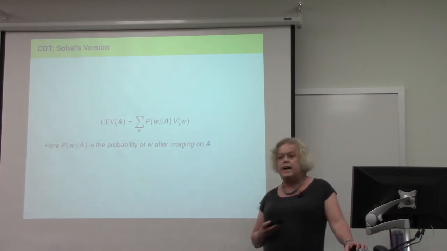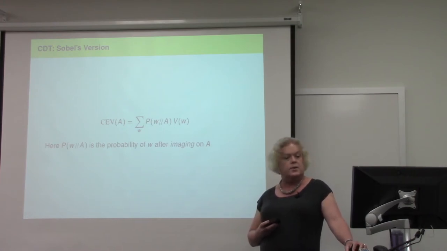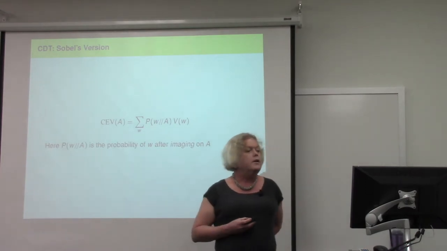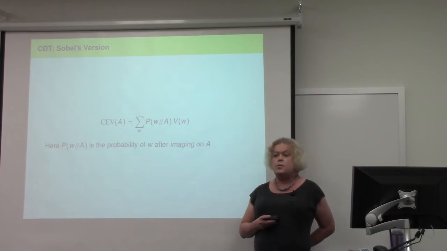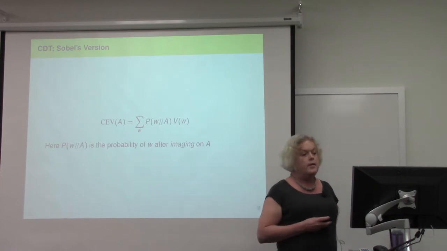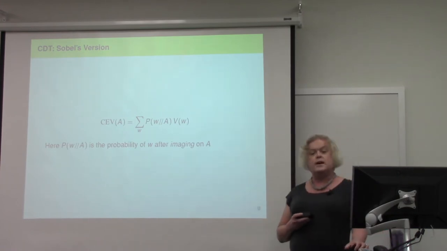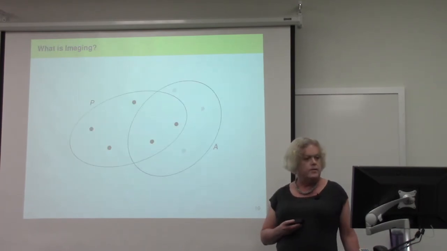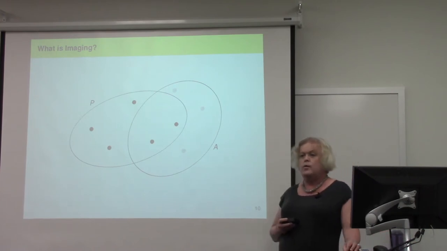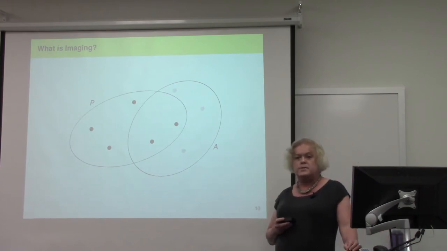Here's the version of the theory I like, though. It's due to Howard Sobel, and it appeals to a method called imaging. It says that when you calculate the expected value of A, you should weight the various ways that A might be true by the probability of W, not after conditionalizing on A, but after imaging on A. What is imaging? Well, let me give an informal description first, and then I'll write down a formal definition.